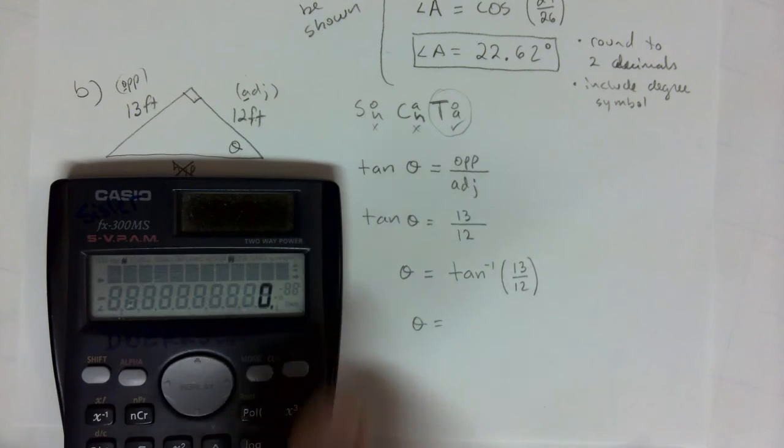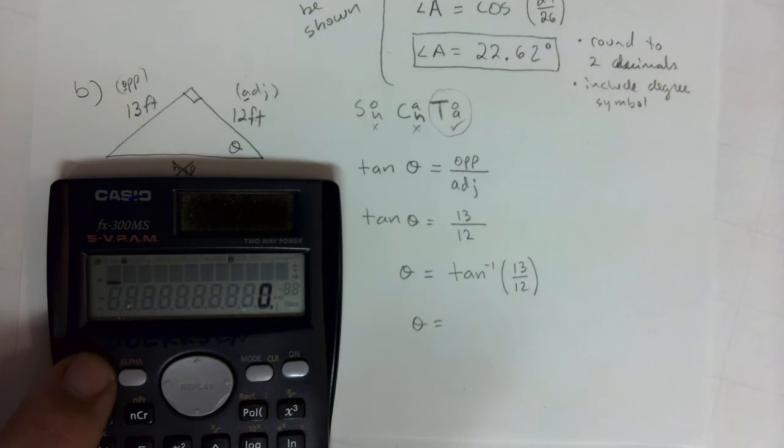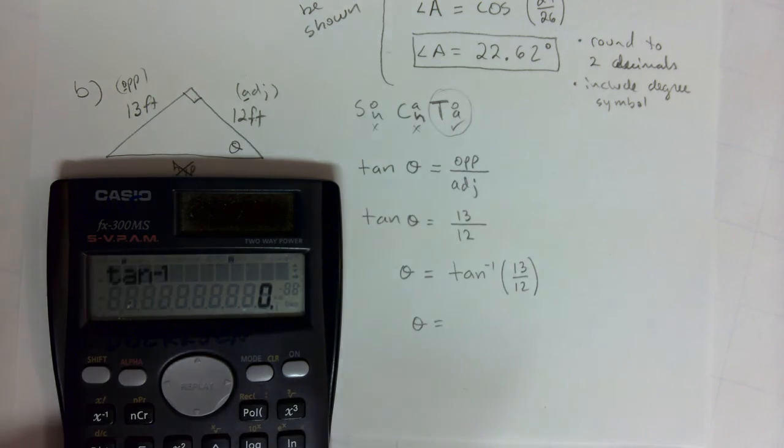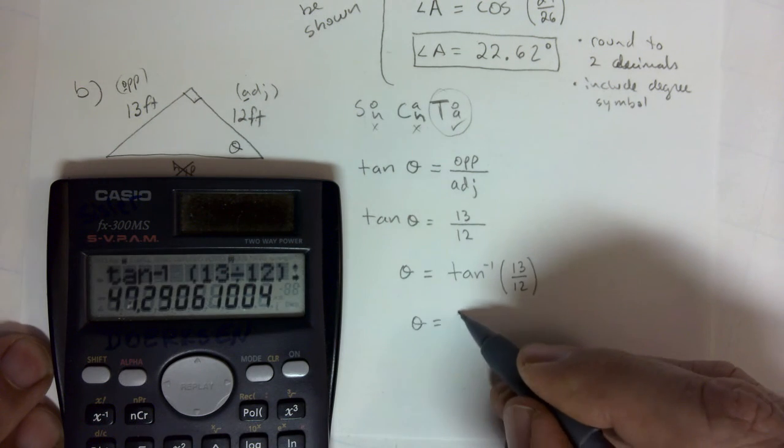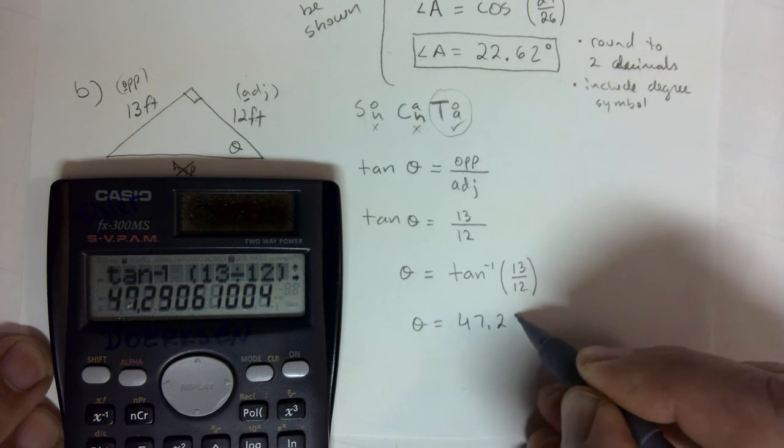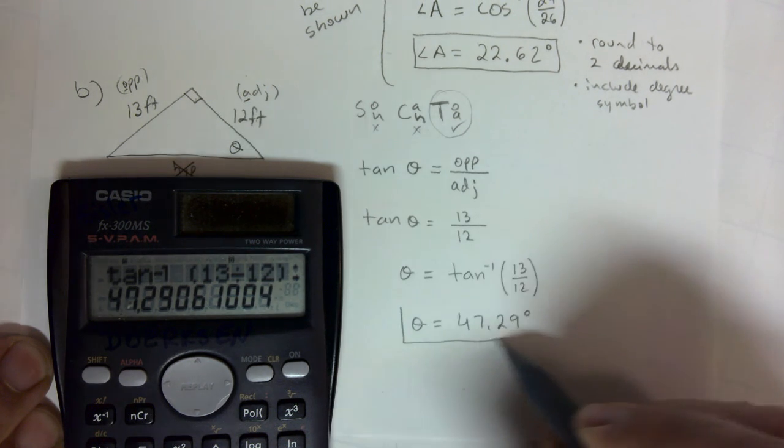But here it is. So I'm going to go shift tan 13 divided by 12. And that is 47.29 degrees. You've got to round it correctly, okay?